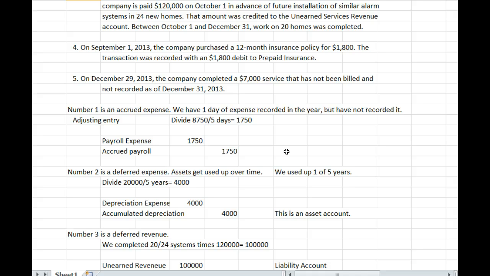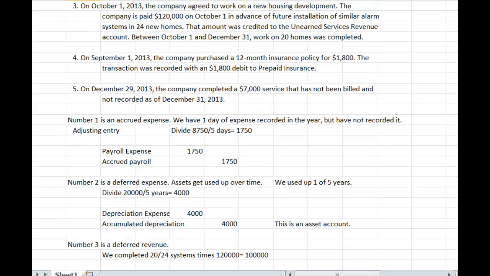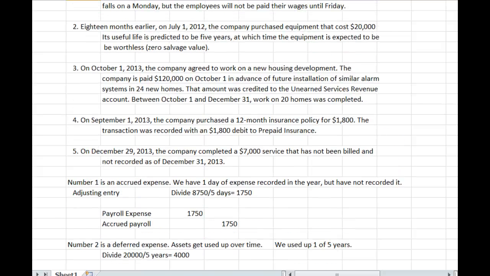We have 1 day of expense. We assume there's 5 days in the week. So we take the total amount of weekly payroll divided by 5 days. That comes out to $1,750 a day. So we write an adjusting entry, debit payroll expense, credit accrued payroll, $1,750. Okay?